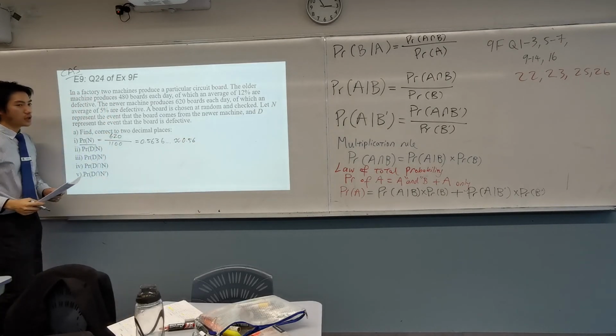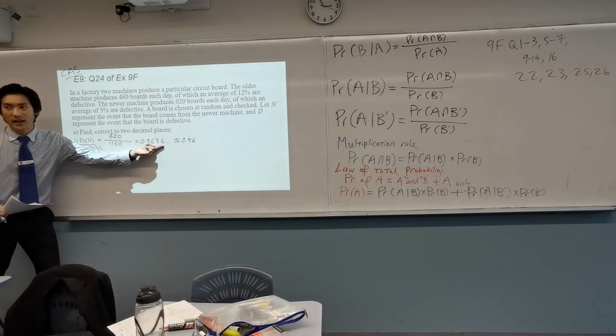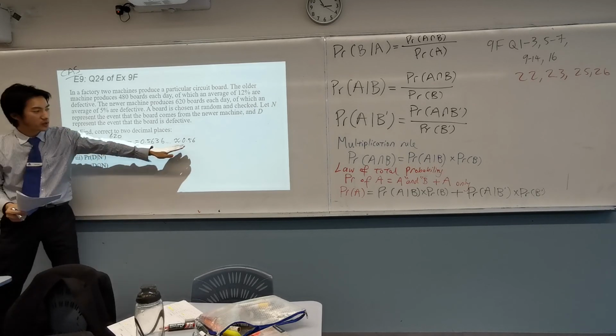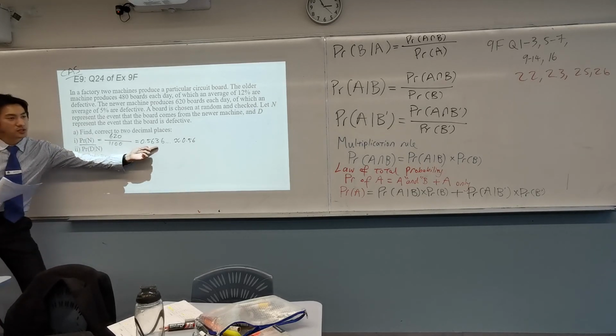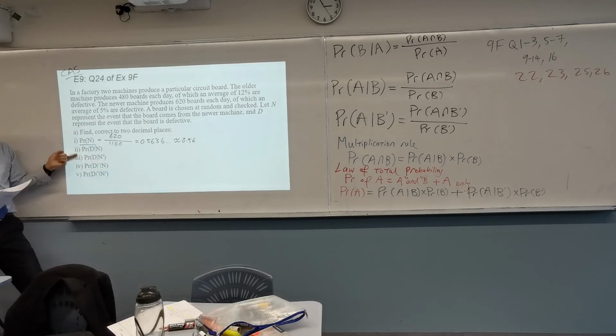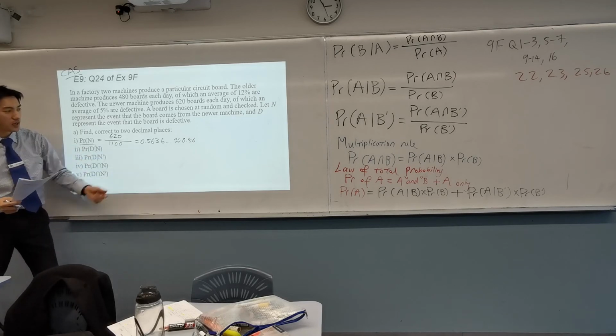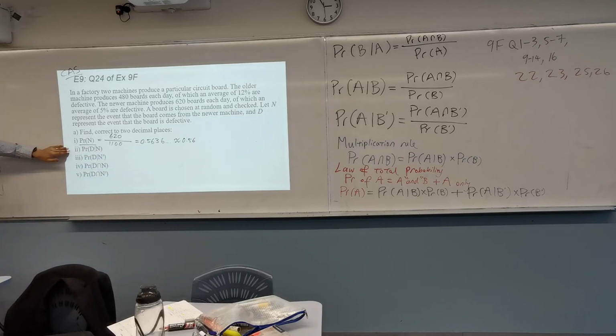0.56. I write the more accurate answer before my final answer because I'm going to be using this more accurate answer in the later parts of my question. Okay, so I'm going to keep it here. Next question, PR, D given N. That means, what's the probability of finding a defective board given that we're only looking at the boards produced by the new machine? The number's actually in the question.